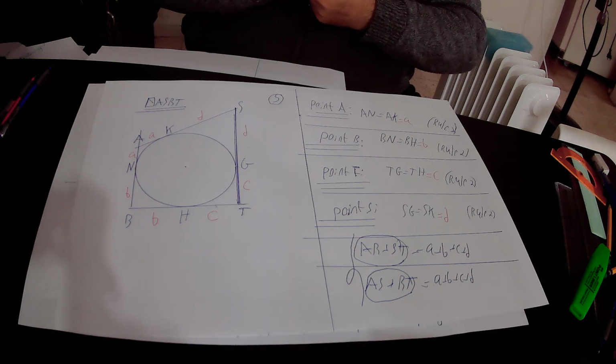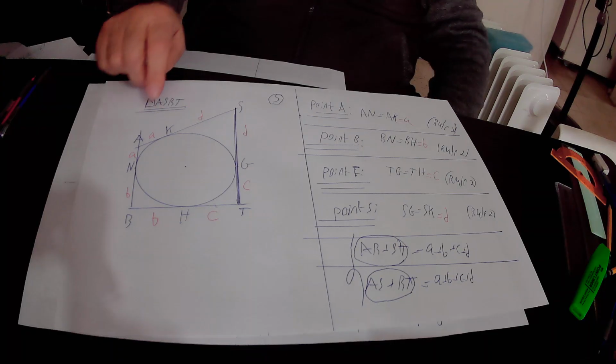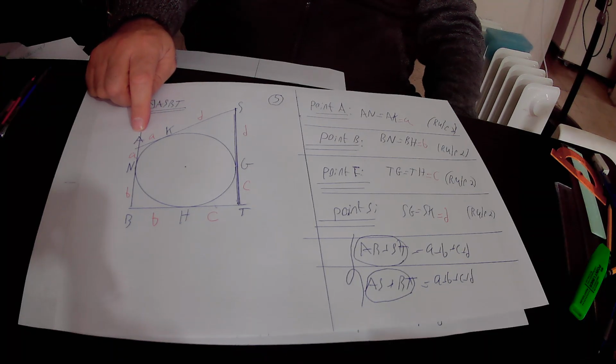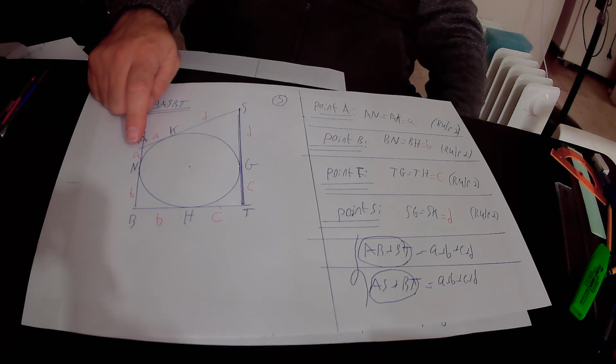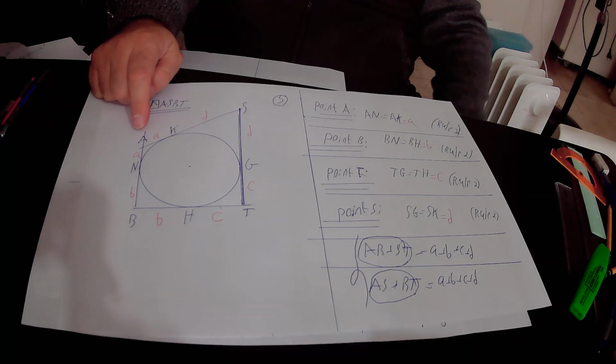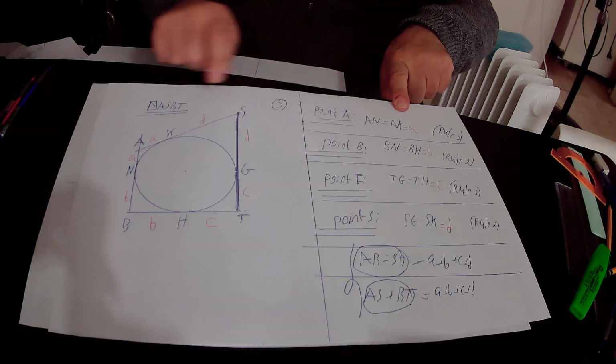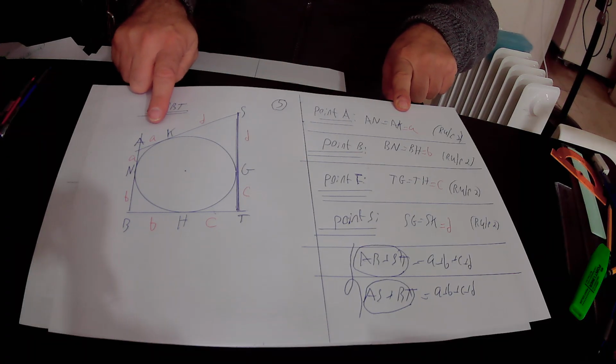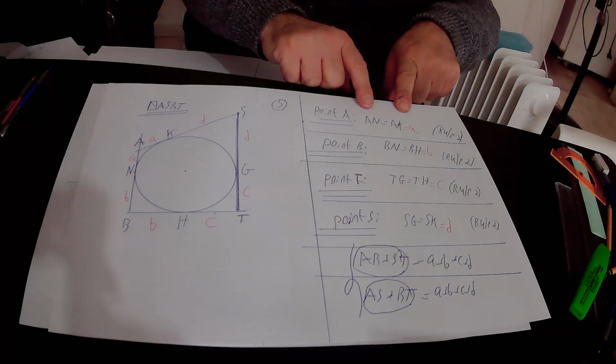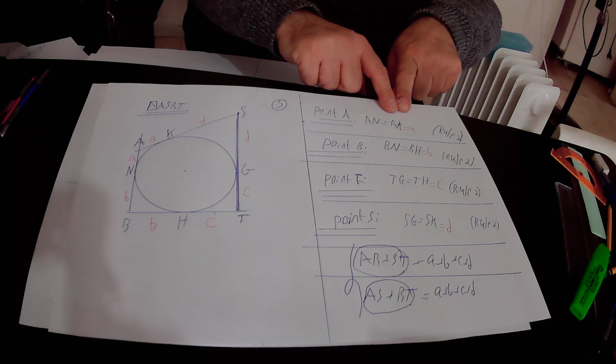Here we can implement rule 2. If we focus on the common standpoint point A, we have two tangents to this circle, tangent AK and tangent AN. And according to rule 2, they are equal to each other. That is to say AN equals AK. So if AN is A, then AK must also be equal to A because they are equal to each other. So in total we found out that AN equals AK equals A.